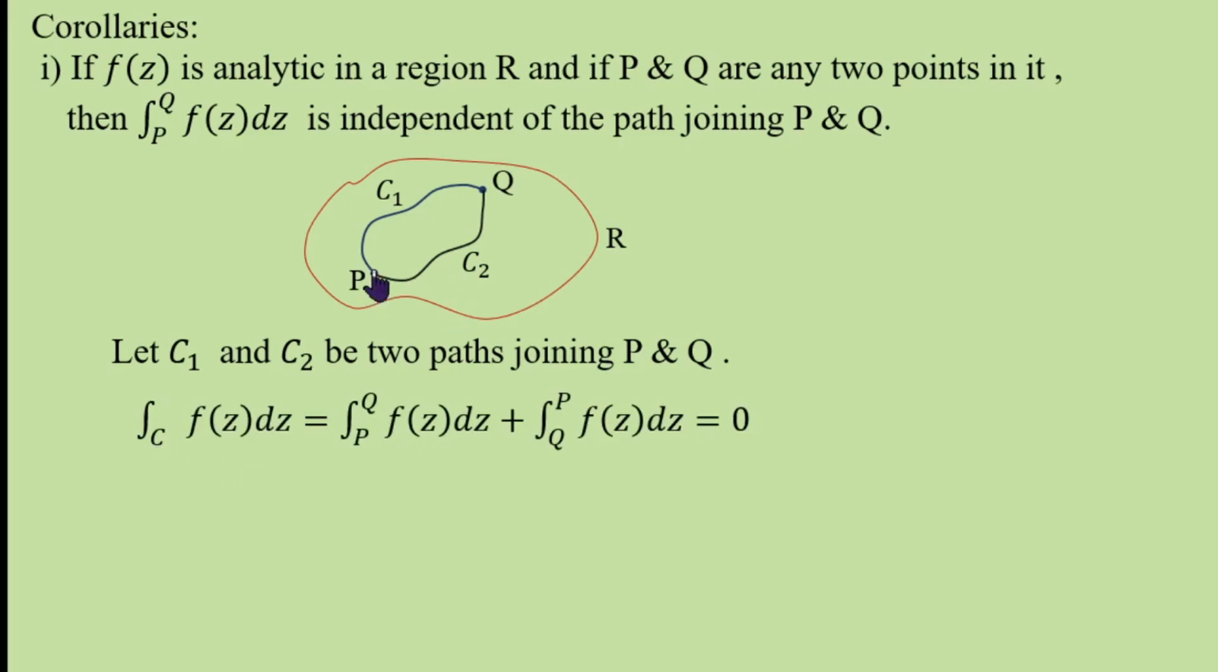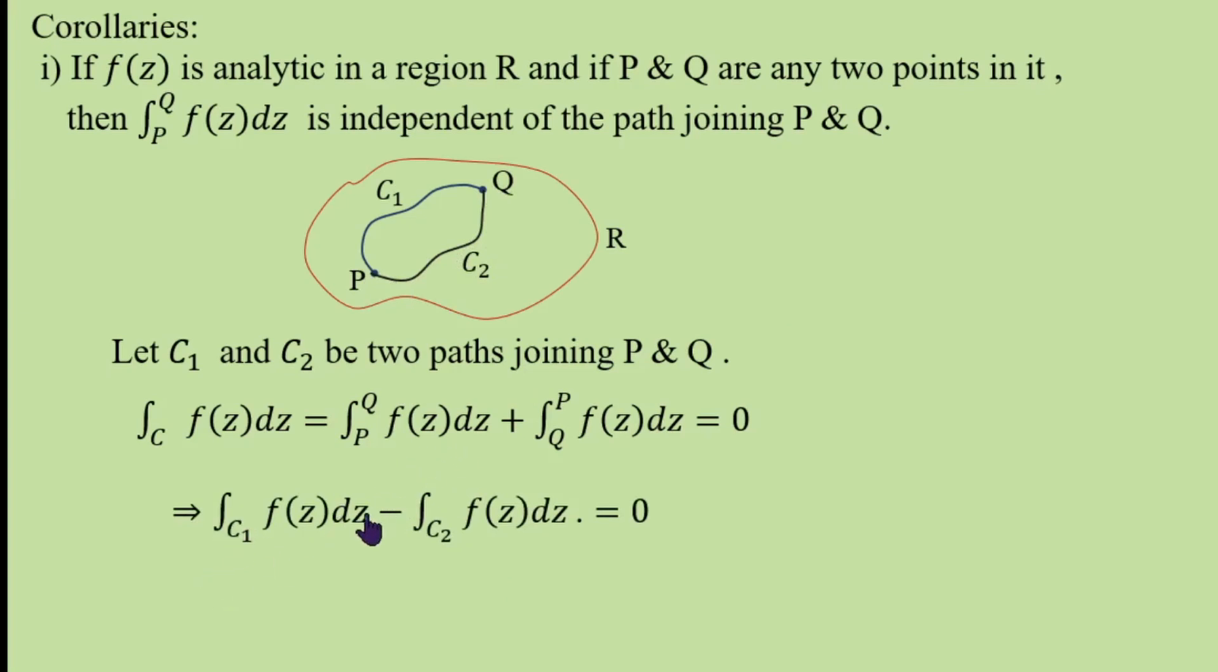Now C is split into 2 parts. One is from P to Q along C1, plus from Q to P along C2 in the opposite direction. Therefore this integral sum is 0. Now the first part is P to Q, that is the integral over C1, and the second one is from Q to P, which means it is minus of C2, opposite direction. C2 is the path from P to Q, so along C2 from Q to P is nothing but minus C2.